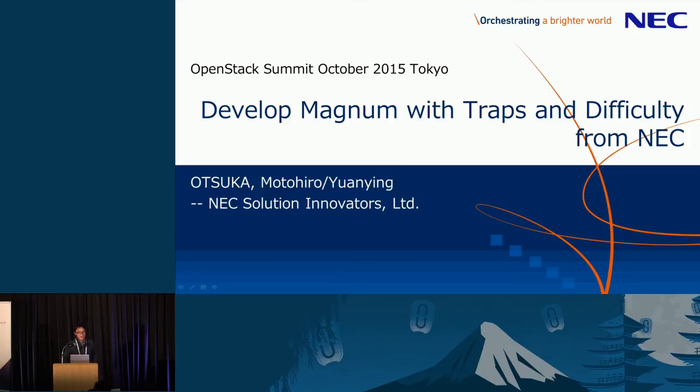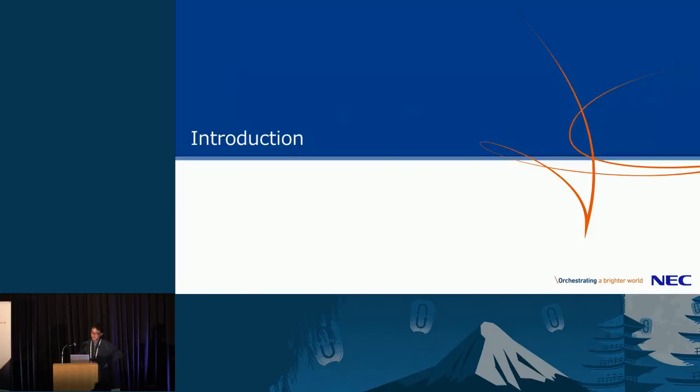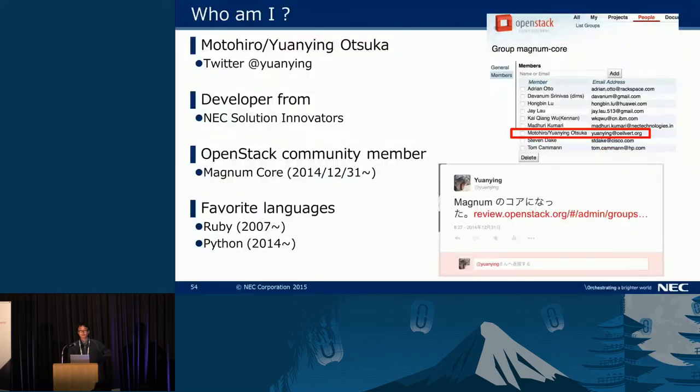Today, I'll introduce developing Magnum, with traps and difficulty, from NEC. The agenda is here. First, introduction. Who am I? My name is Motohiro Otsuka, known as Yen Yin on the OpenStack IRC channel, Twitter and GitHub, and a developer from NEC Solution Innovators. And also, I was a core developer on the Magnum project until the last day of last year.